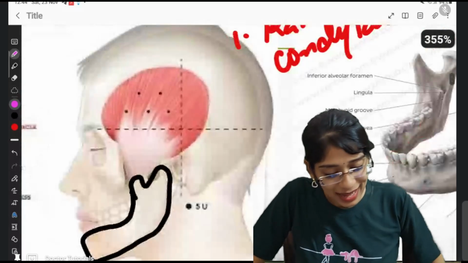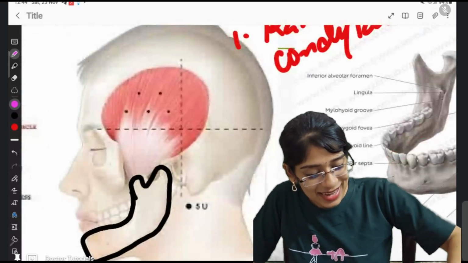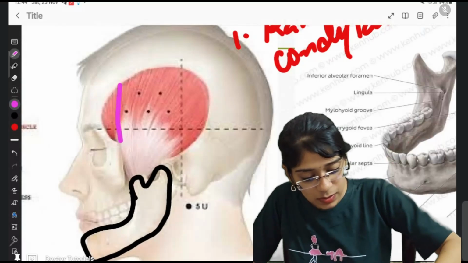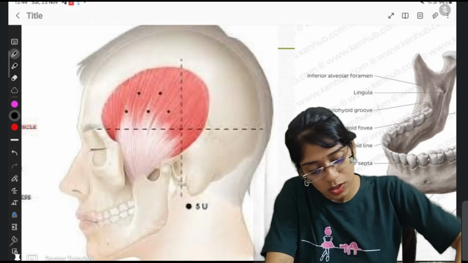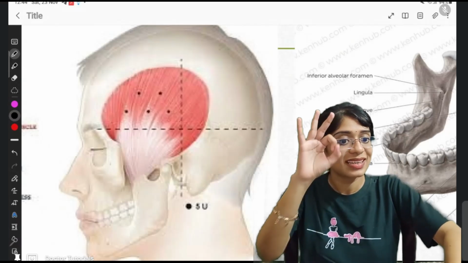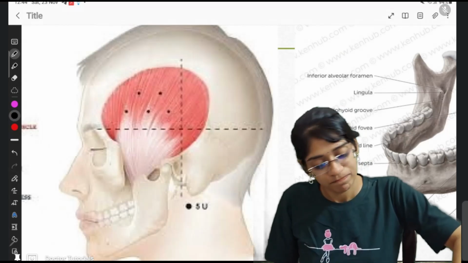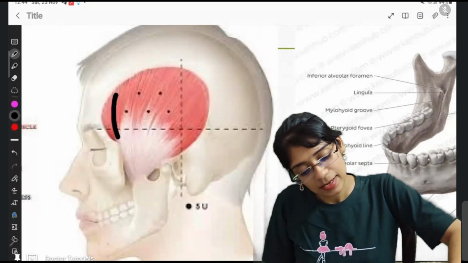This temporalis muscle, guys, it has got vertical fibers. Let me take black color. So this temporalis muscle has got 3 kinds of fibers.